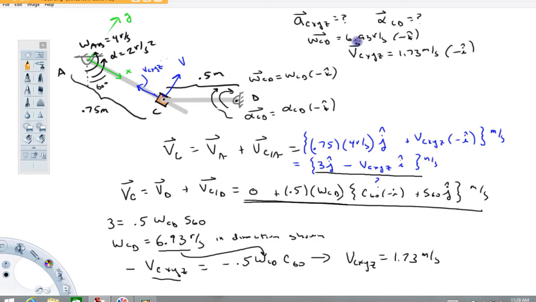Okay, and I think what I'll do here is just call this part 1, a velocity analysis of the motion of this system, and we'll take a look at an acceleration analysis in part 2.